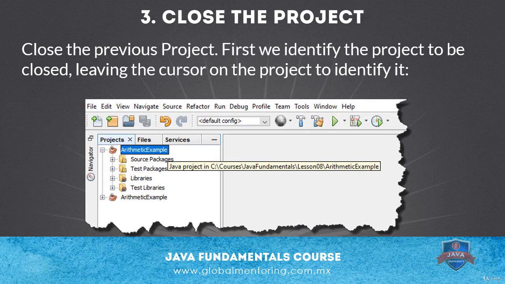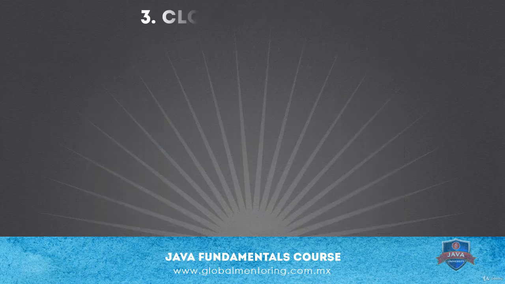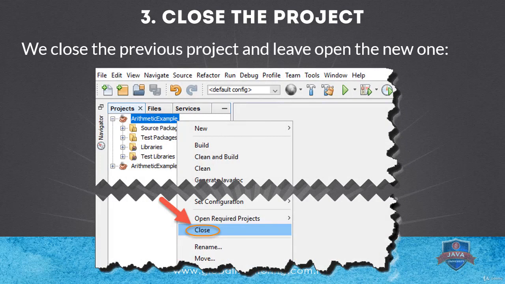Close the previous project. First, we identify the project to be closed, leaving the cursor on the project to identify it. And we identify the project in Lesson 8 because we're going to close it. We close the previous project and leave open the new one. So right-click on the arithmetic example of Lesson 8 and click on Close.